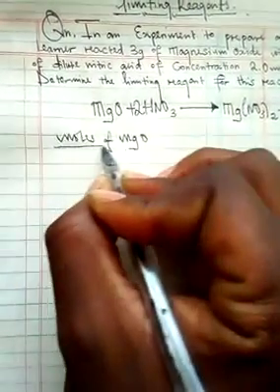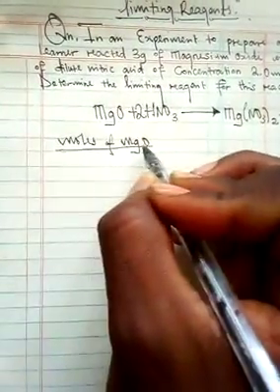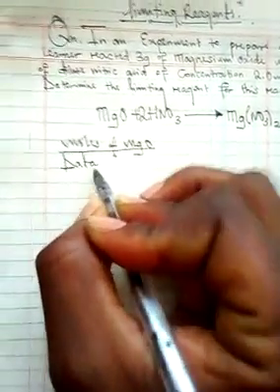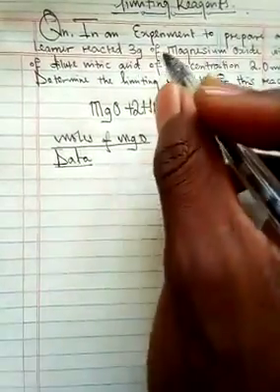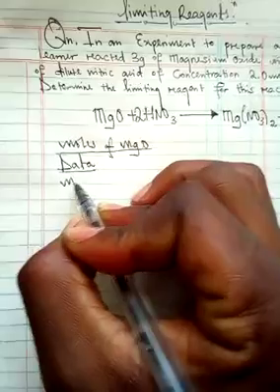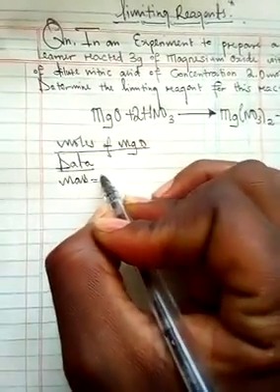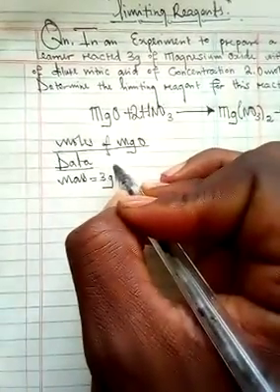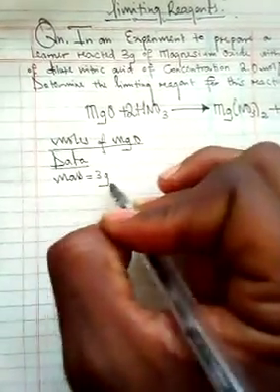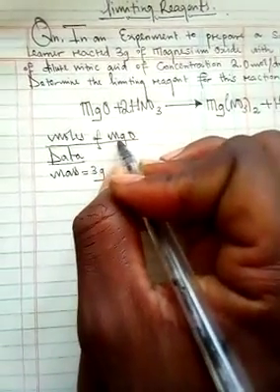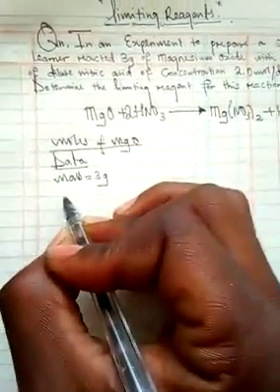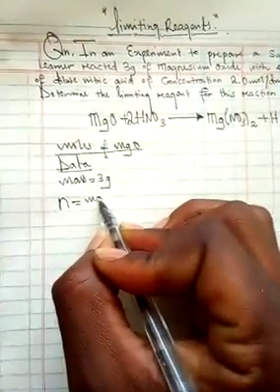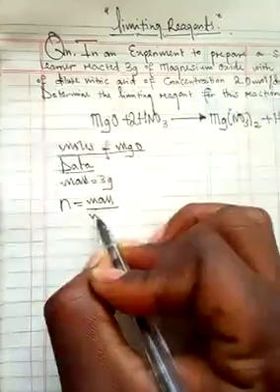Now, it's important that we see what has been given on the magnesium oxide. The only thing that has been given is the mass, which in this case is 3 grams. That's the only thing that has been given. So how can we use the mass to determine the number of moles of magnesium oxide? Well, there is a formula which is given by n, the number of moles, equals mass over molar mass.